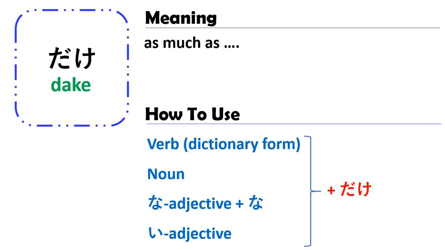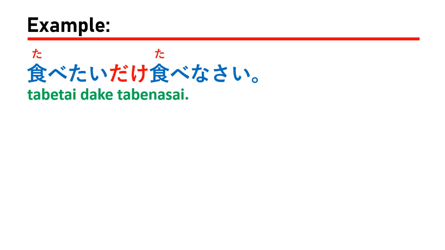To better understand how to use the grammar of dake in Japanese, next we are going to learn some examples. Now let's see some examples. 食べたいだけ食べなさい。Which means eat as much as you like. Or you can say eat as much as you want. Something like this.